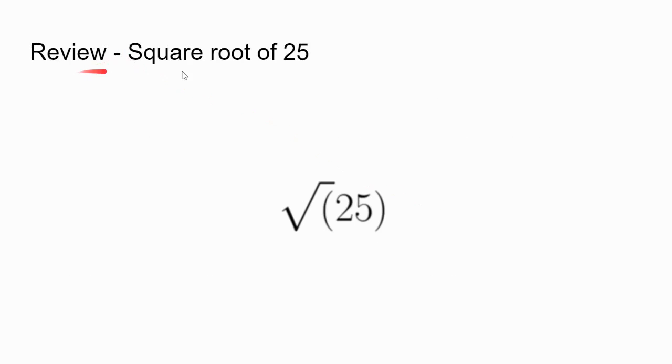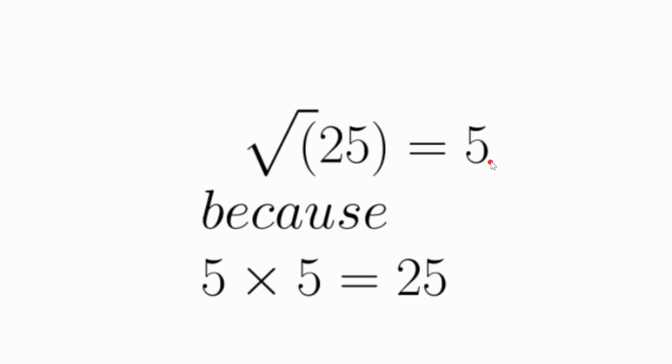But right now, if you have the square root of 25, you use the little square root symbol on 25 and you get 5. And this is the answer because 5 times 5 equals 25. A lot of people confuse it with dividing by 2. You're not dividing by 2, you're finding the number that multiplied by itself equals your number.